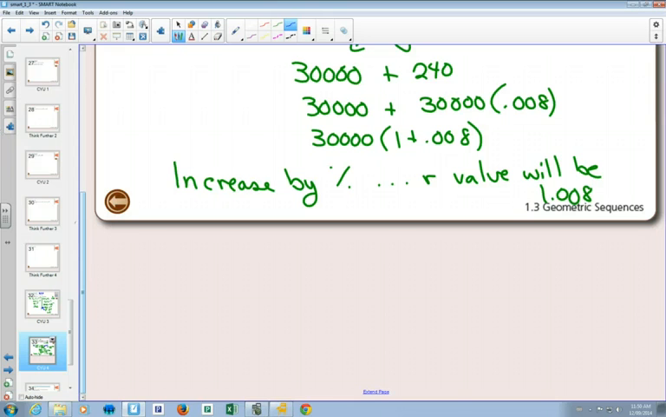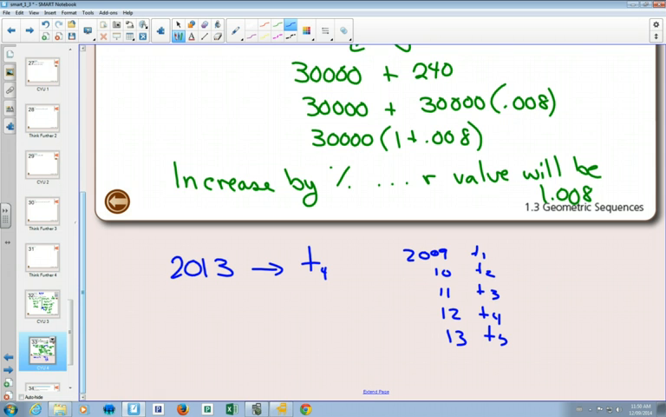And so if I wanted to find out how much it was in 2013, we'd first have to figure out which term 2013 is going to be. 2013 in our sequence is going to be term 4. Let's do a quick check. 2009 was term 1. 2010, term 2. 2011, term 3. 2012, term 4. 2013, term 5. Whew.